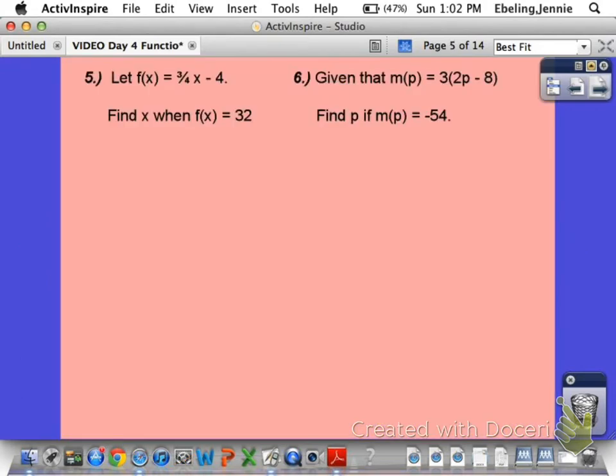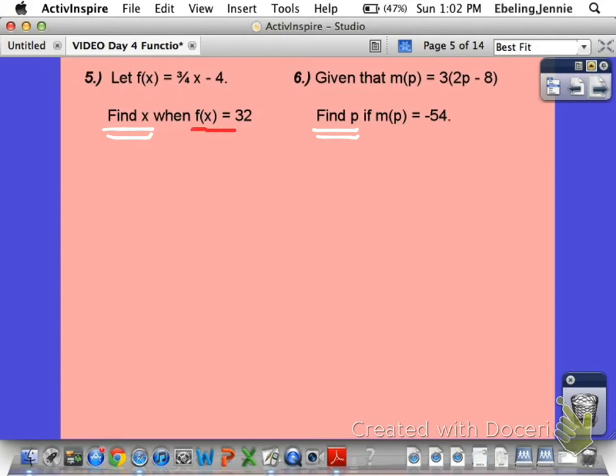What I'd like to do now is take a look at some functions, but now the directions on these are a little different. Now these say find x, find p. These do not say evaluate. So this is going to require us to do something just a little bit different. Look at what we know.